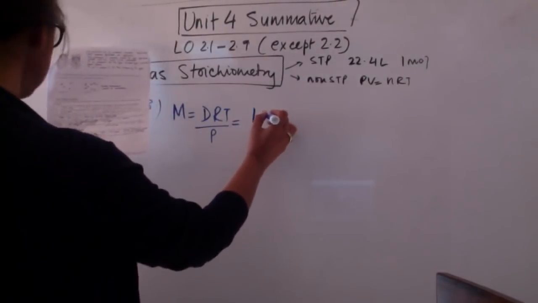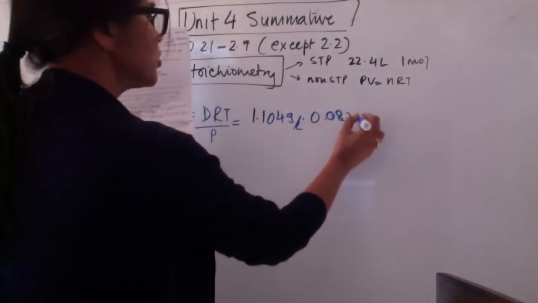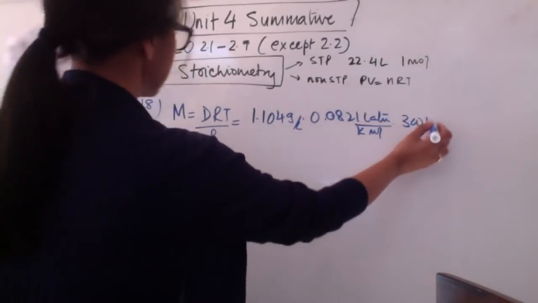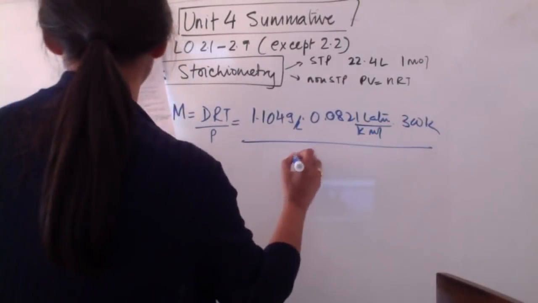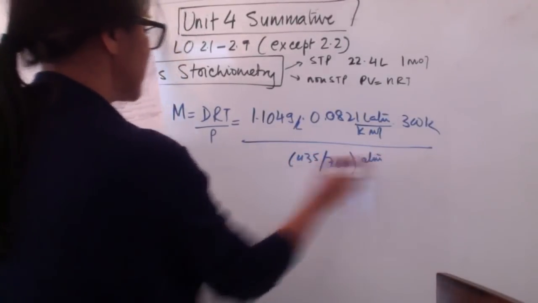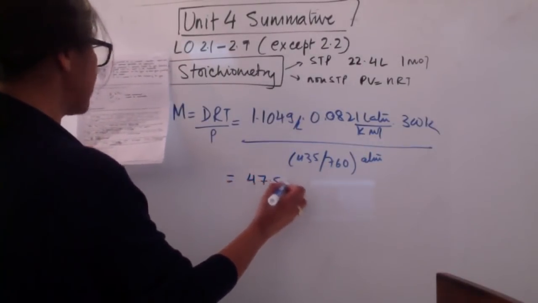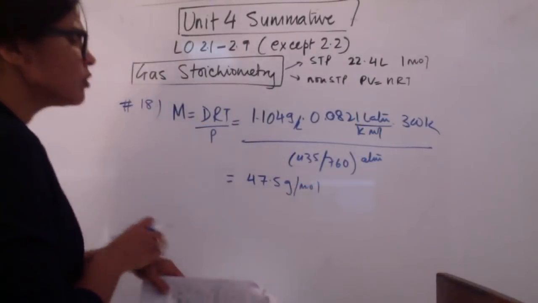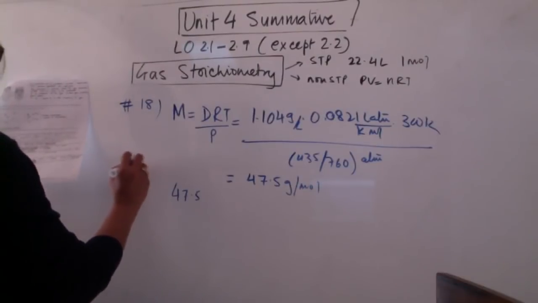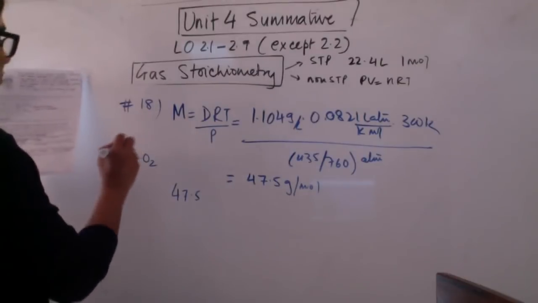Density is 1.104 grams per liter. R is 0.0821 liter atmosphere per Kelvin mole. Temperature is 300 Kelvin. And the total pressure here is 435 millimeter mercury over 760 atm. And when you do that, you get the total molar mass to be 47.5 grams per mole. And you know this is coming from both of them. So let X be oxygen.